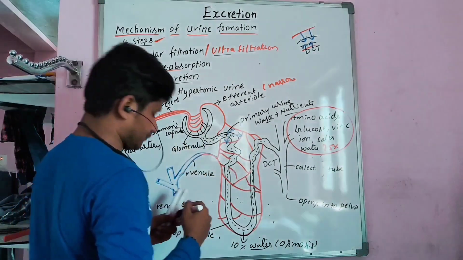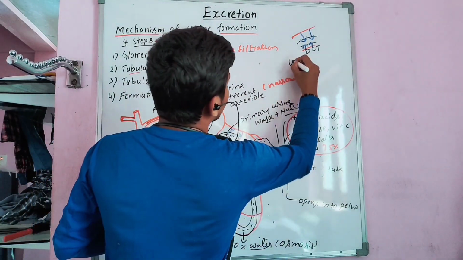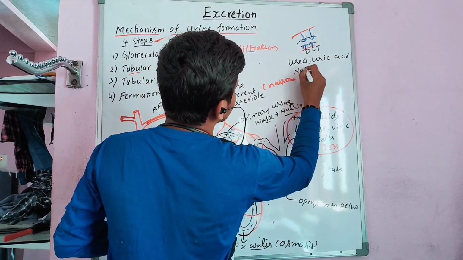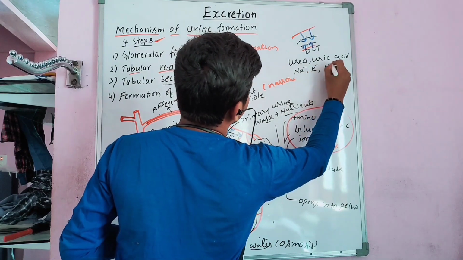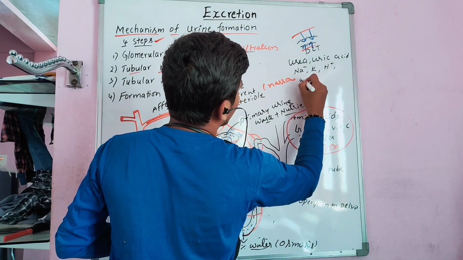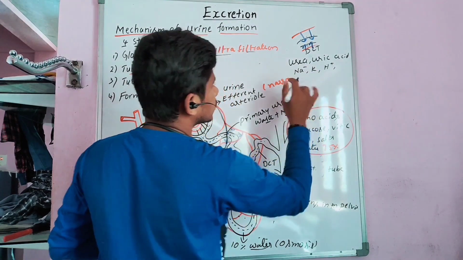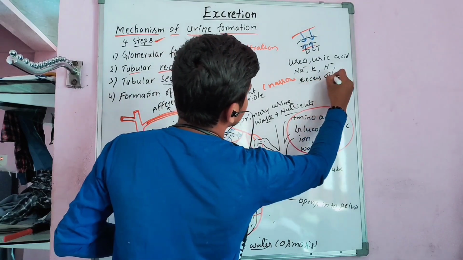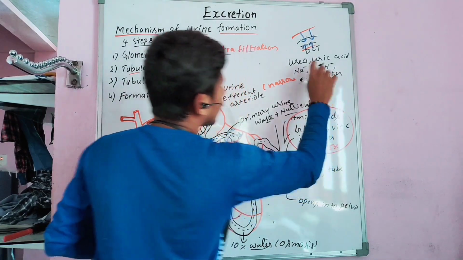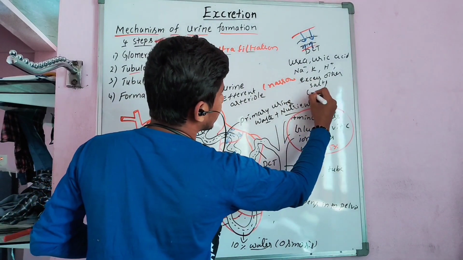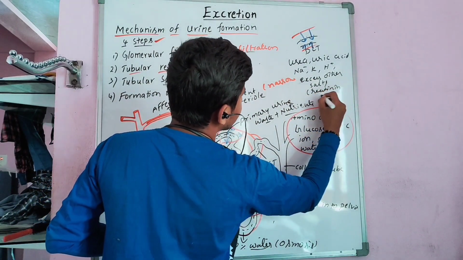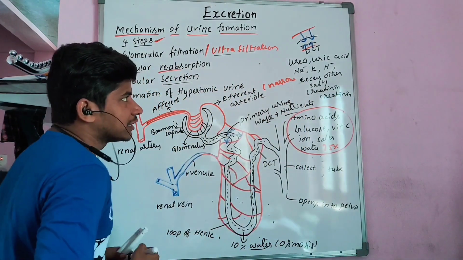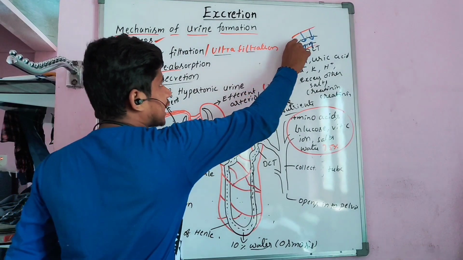The waste like urea, uric acid, salts of sodium, potassium, hydrogen ions, and excess of other salts. These all are getting secreted, along with this, creatine and creatinine also. These are nitrogenous bases and ions getting secreted from the blood capillaries into the DCT.